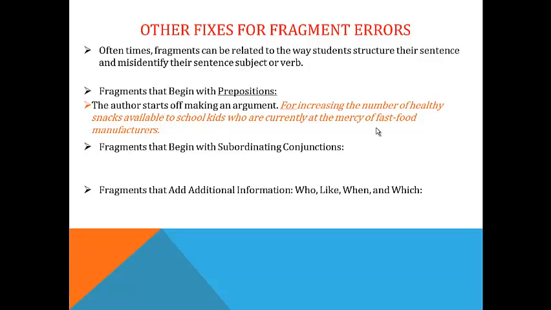Another type of fragment is one that begins with a subordinating conjunction. Here's this word that keeps popping up. If a sentence begins with a subordinating conjunction, these are common subordinating words such as after, although, anywhere, as, because, before, even. The list just kind of goes on, and I'll put a link inside of Blackboard so that you can reference those key, common subordinating conjunction words because you've got to become familiar with them.